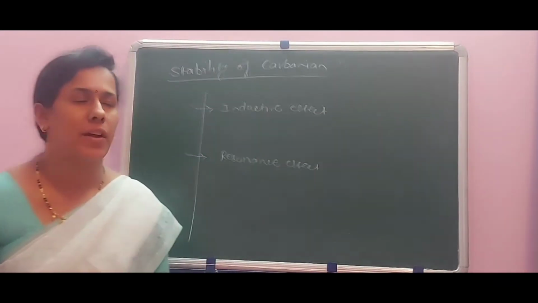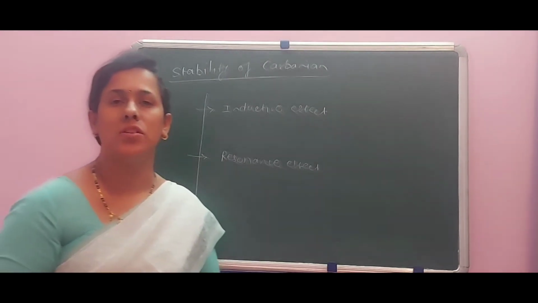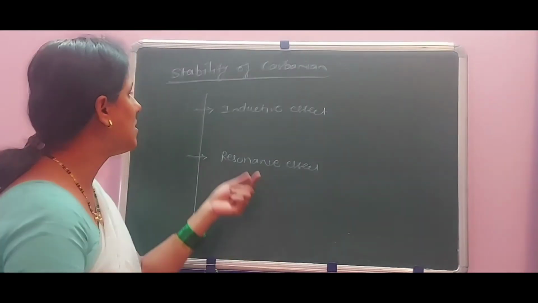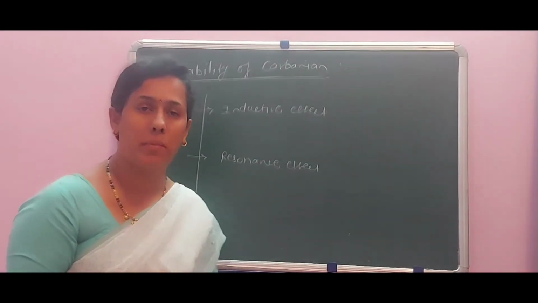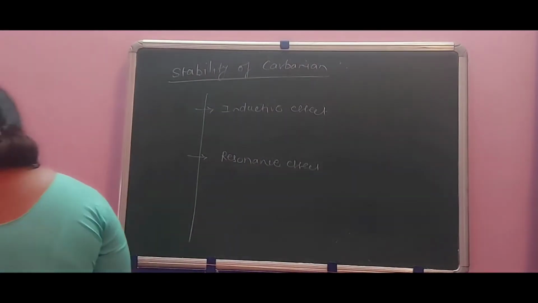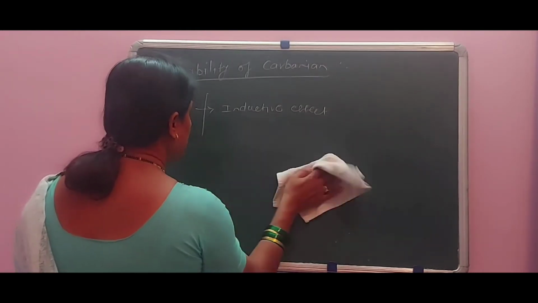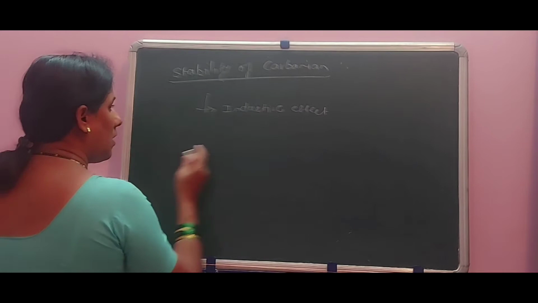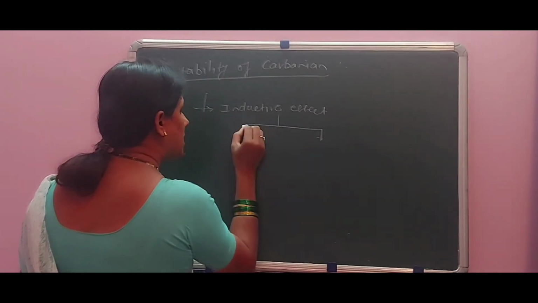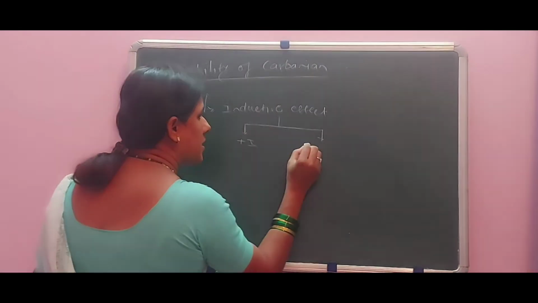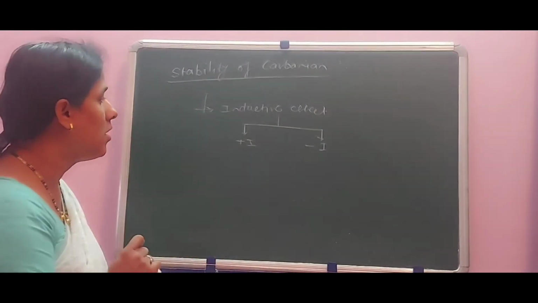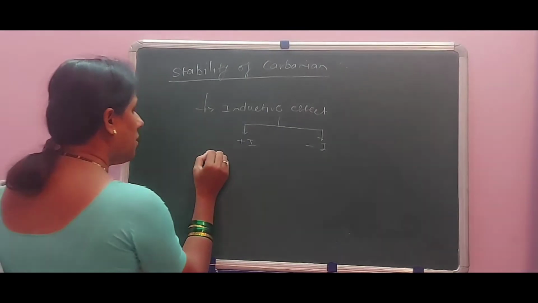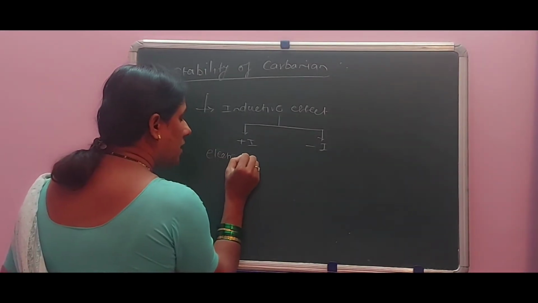What is an inductive effect? It is the permanent polarization of a sigma covalent bond due to its adjacent sigma covalent bond, known as the inductive effect, which is a permanent effect. Due to this inductive effect, there are two types. First is the plus I effect and second is the minus I effect. Which effect is called the plus I effect? That is electron releasing groups.